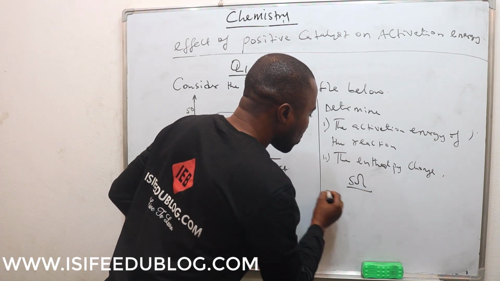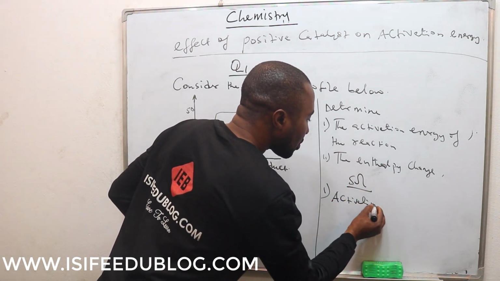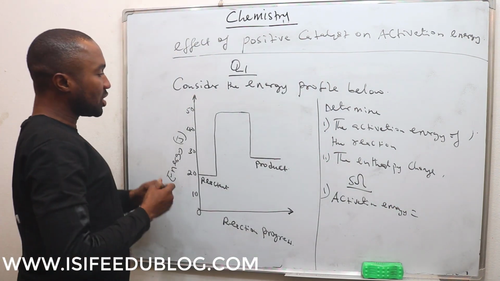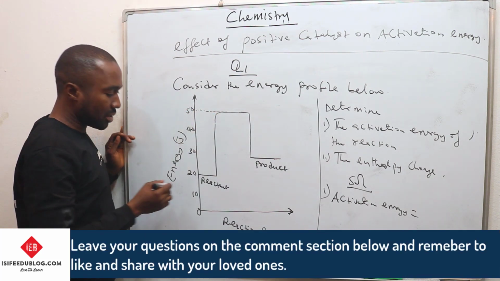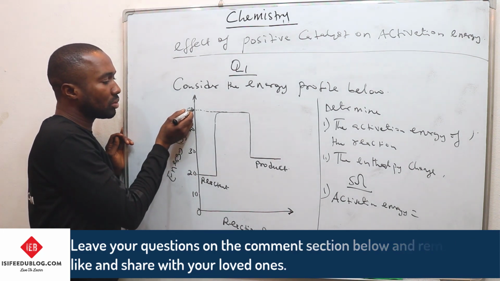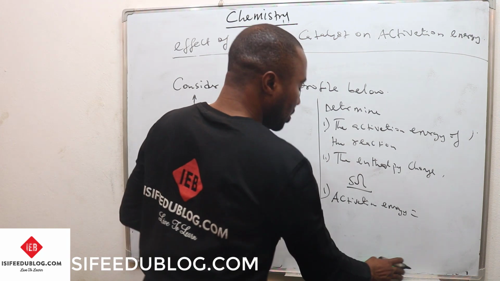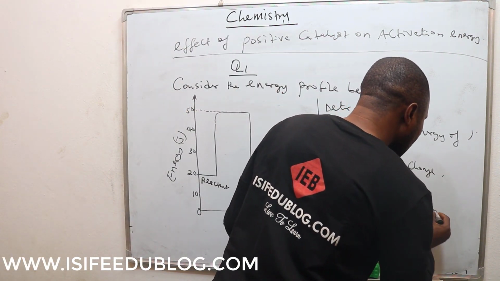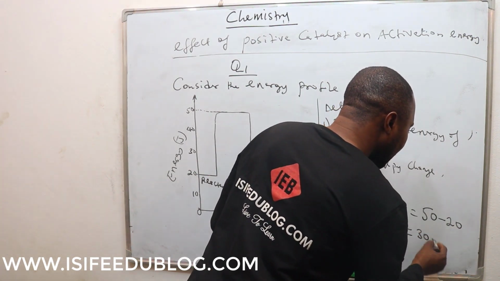So solution to the question, I, activation energy, it is the height of the energy profile. We have this as the apex here. The reaction started from energy 20 and the reaction is completed when the energy is 50. So the activation energy for the reaction will be equal to 50 minus 20. So that is 30 joule.